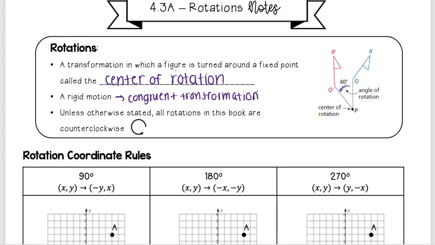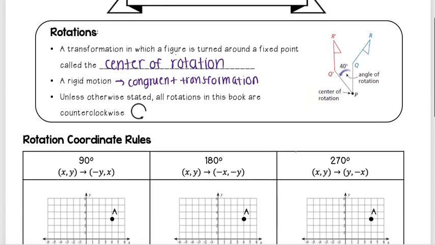And unless otherwise stated, all rotations in this book are going to be counterclockwise. So we're going to go in this direction. So for an example, if I was rotating this flag here, my center of rotation is point P. Here, all of our centers of rotation are always going to be the origin, 0, 0, so you don't really have to worry about that. And I notice if I rotate it 40 degrees, my flag is still staying the same shape. It's just moving in that direction in 40 degrees. So that's what the rotations look like.